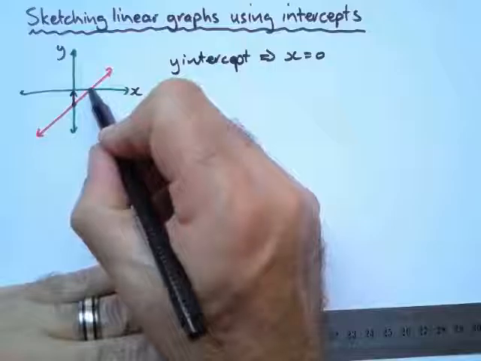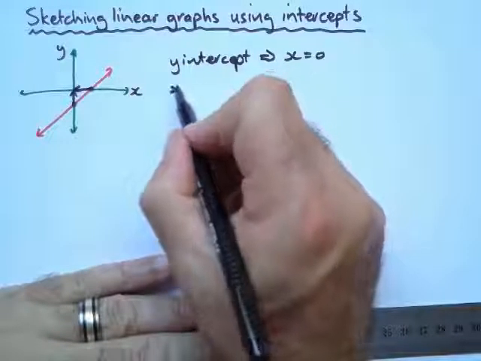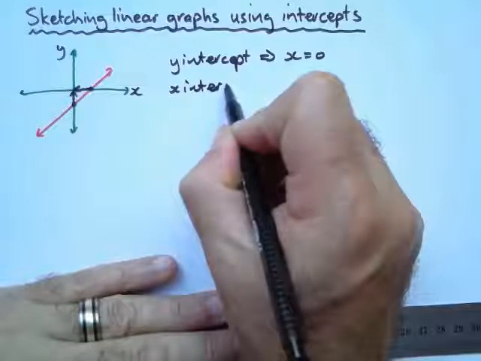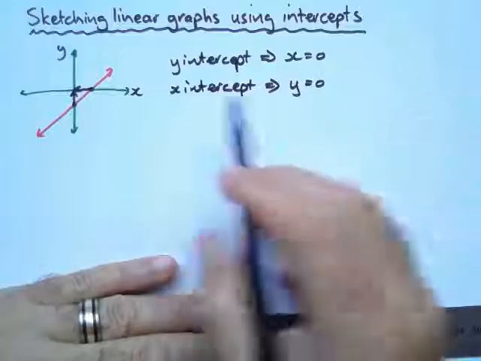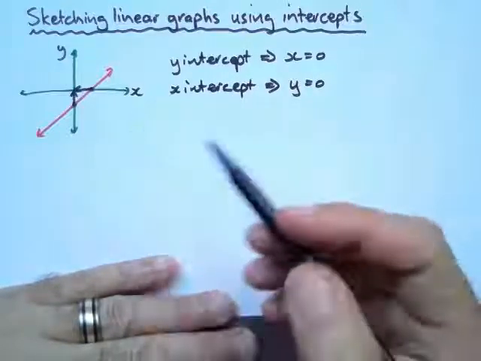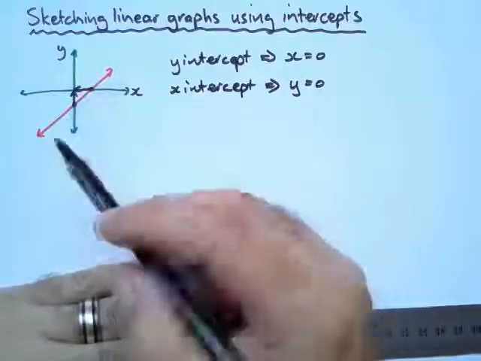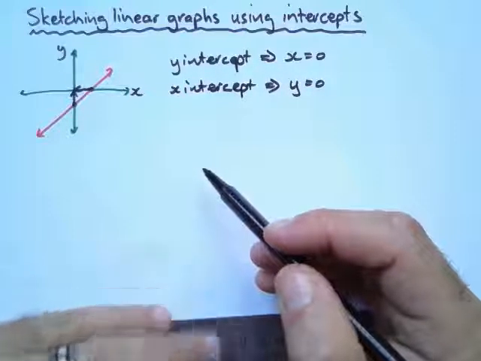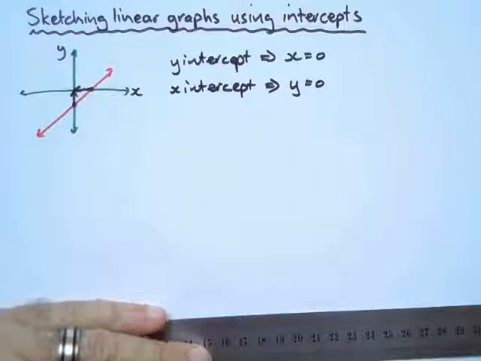The same way, my x-intercept is always where y is 0. So my x-intercept is always where y is 0. So to find the x-intercept, I will substitute y equals 0 into my equation and find out what my x value is.